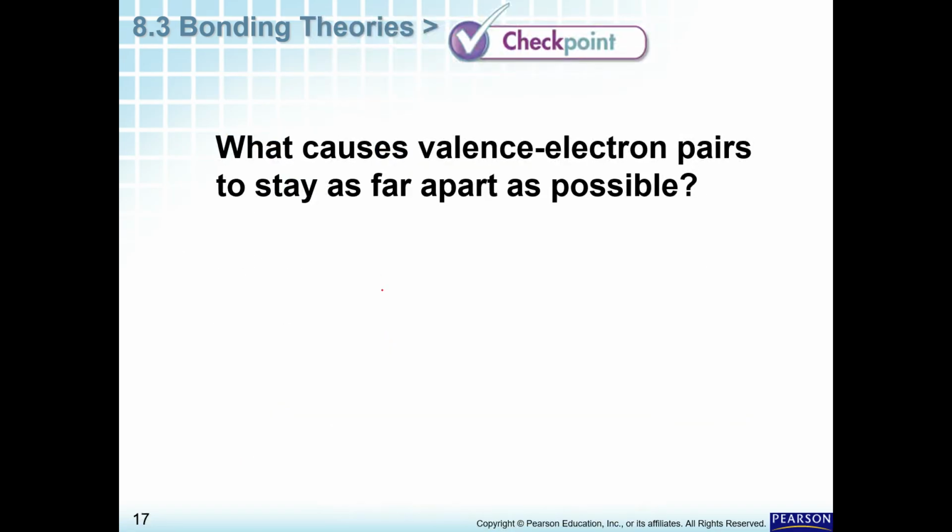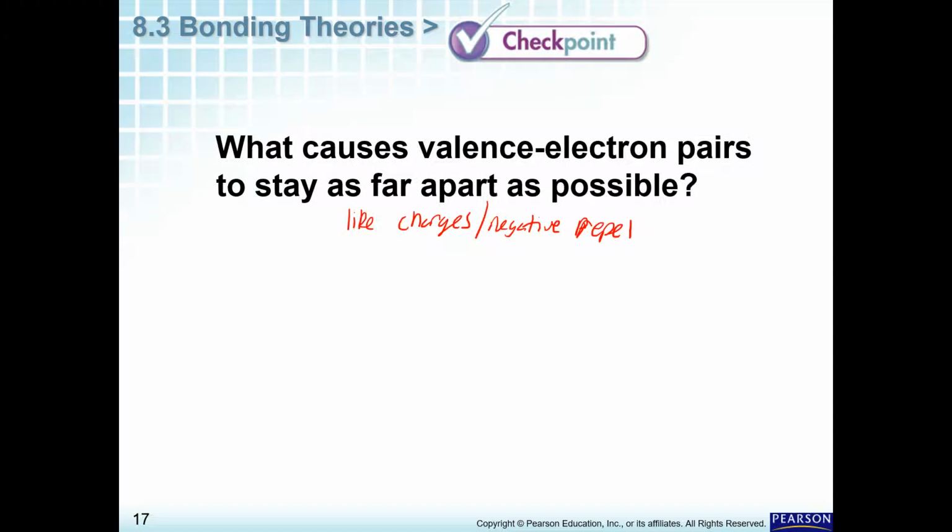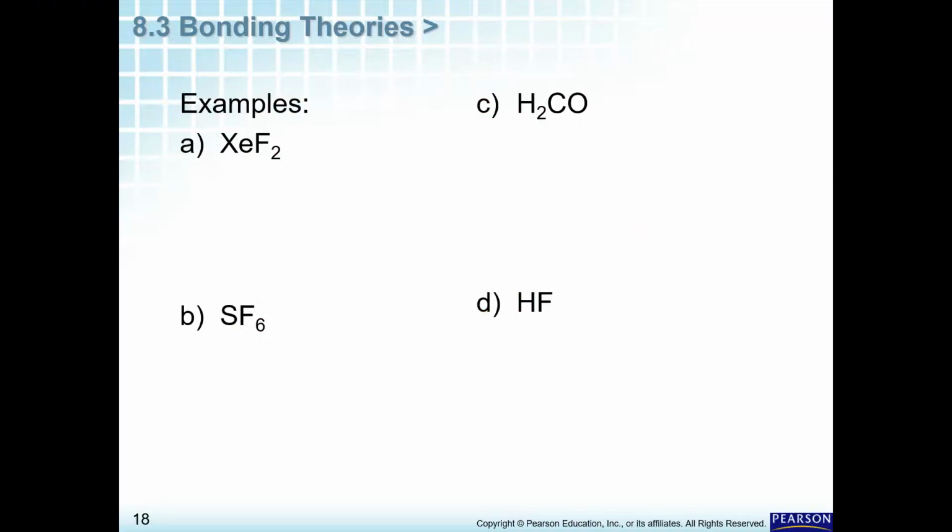So what causes the valence electron pairs to stay as far apart as possible? Again, it's because they have like charges. Essentially their negative charges are going to repel one another. If you don't like the way I explained it, that's all I really got for you, and that's what our book says, so just make sure that you get that down. We are going to look at 4 examples of how we tell what shape things are.